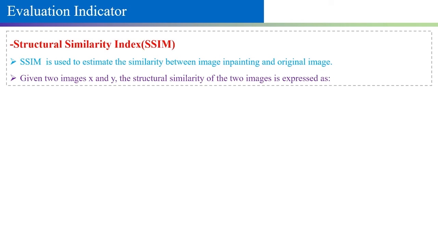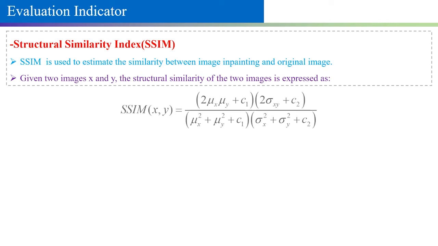In face restoration, evaluation indexes are usually used to objectively evaluate the advantages of the algorithm. Accordingly, a series of indicators are proposed: structural similarity index and peak signal-to-noise ratio. These indicators are common. SSIM is a full-reference image quality assessment index proposed by the University of Texas at Austin. It is used to estimate the similarity between the image inpainting and the original image.